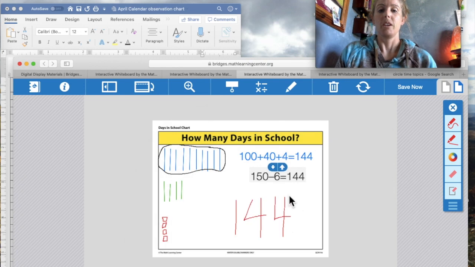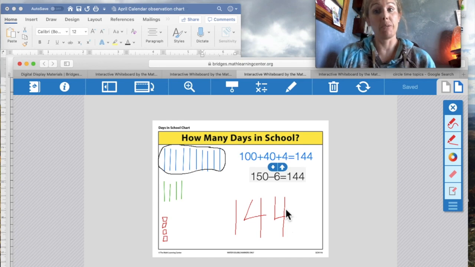144. Take away 6 is the same as 144. All right, now on your piece of paper at home, I want you to make sure to create an equation that equals 144 that is different than mine. Can you come up with some crazy equations to share with your teacher?